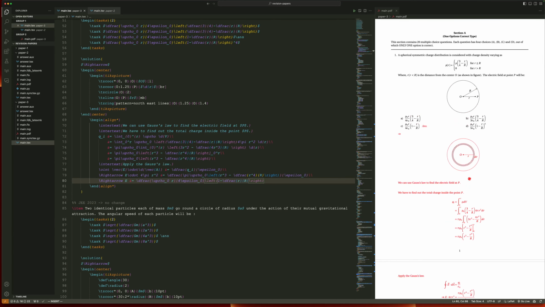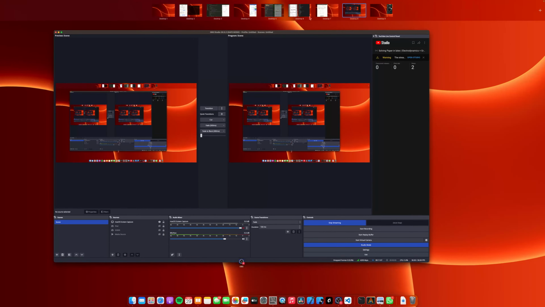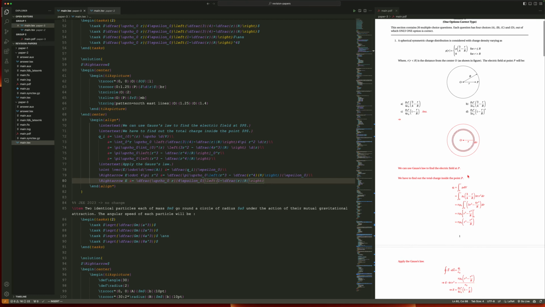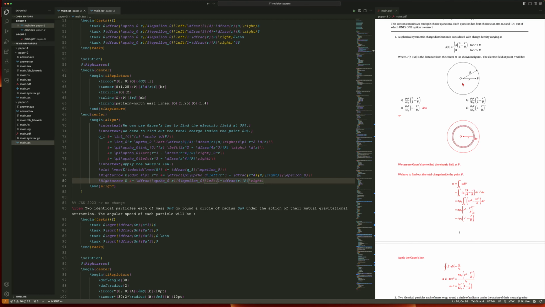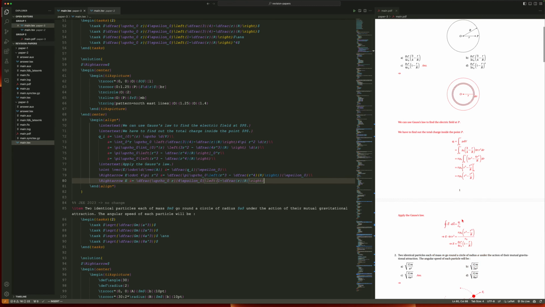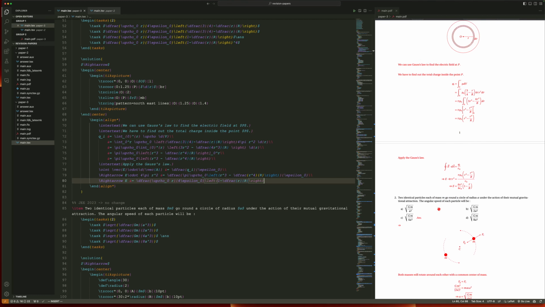As you can see, I'm not going to explain the full physics part because this is a LaTeX tutorial, but I'm going to explain a little bit. So this was a solid sphere, and we have to find the electric field at this point. So we first find the charge within this region, and then we applied the Gauss theorem for this region, and we got the electric field at that point.